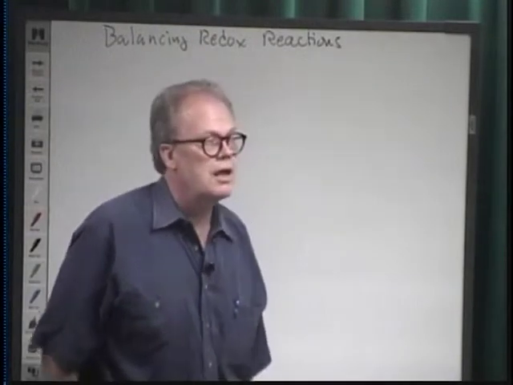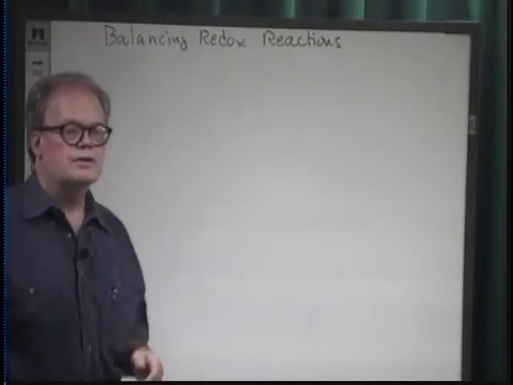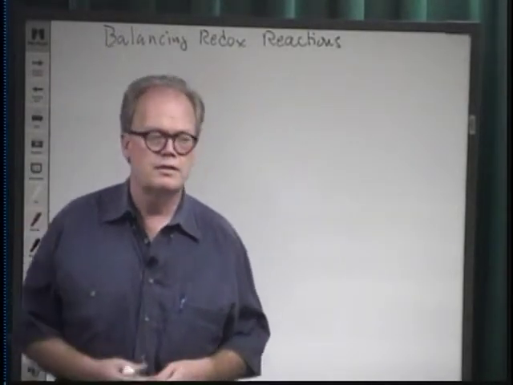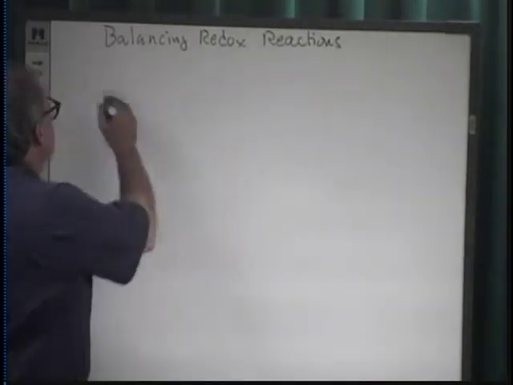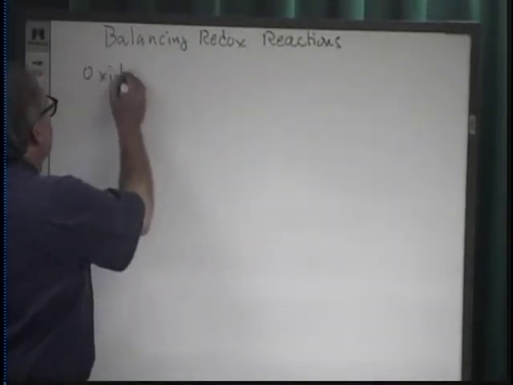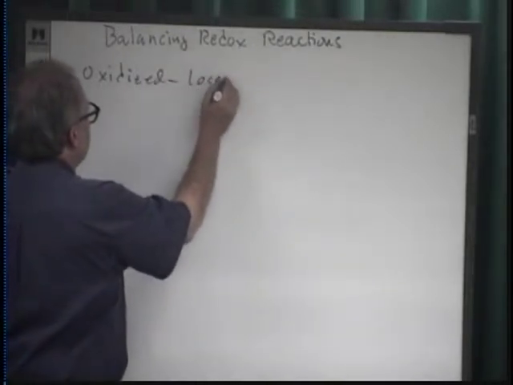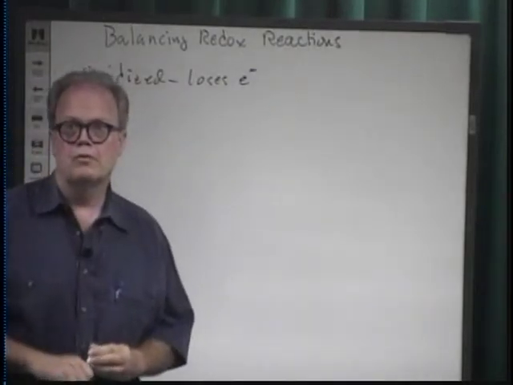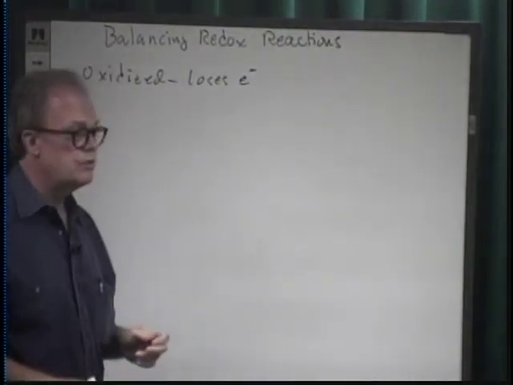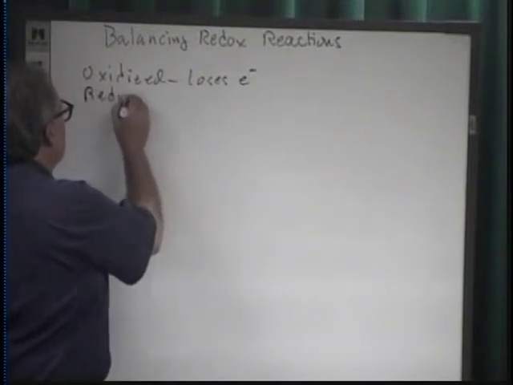The topic at hand is balancing redox reactions. Now, the intrinsic nature of redox reactions is such that one chemical reactant is going to be oxidized, that is, lose electrons. And another reactant is going to be reduced, meaning it gains electrons.